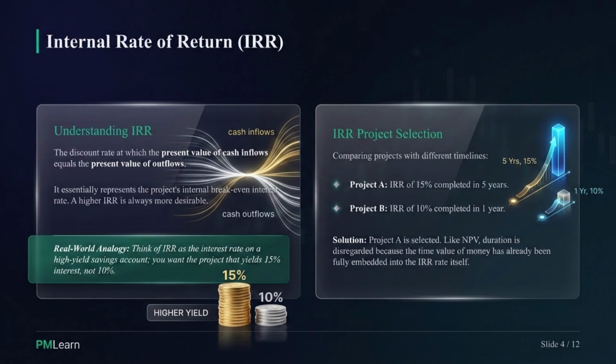The shorter duration of Project B does not make it better, because time is already calculated into the IRR percentage rate itself. If you are a product owner choosing which initiative to fund, IRR is your secret weapon to prove to the financial board that your product will yield a higher return than sitting in a bank account.